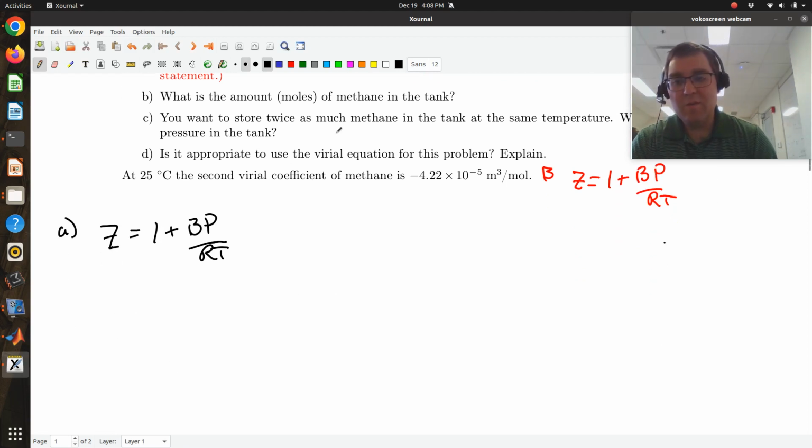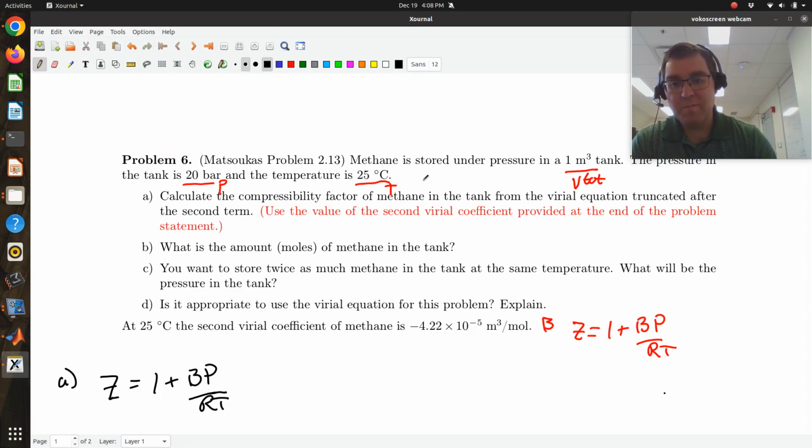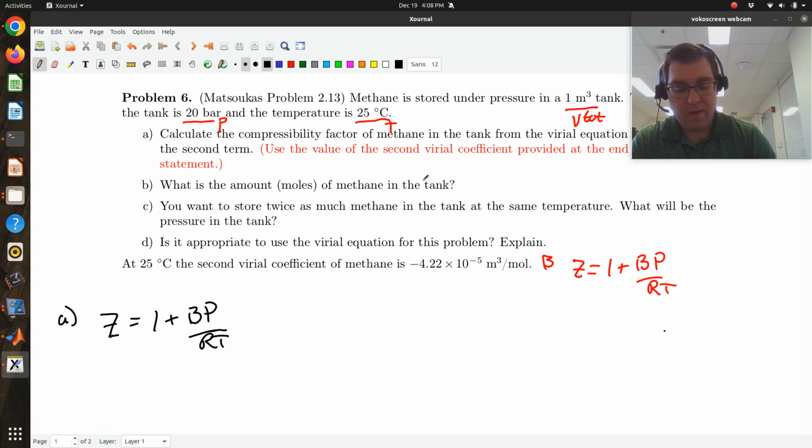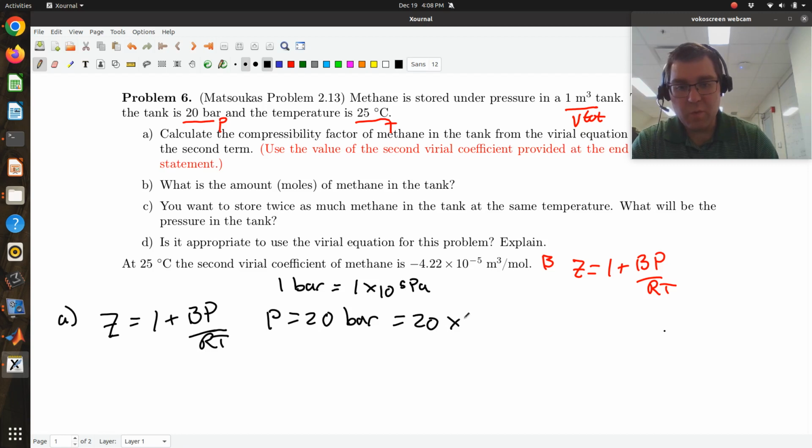So now the main thing here is when I apply this, B is in SI units, in units of meters cubed per mole. So when I solve, I'm going to take P equal to 20 bars. I remember that 1 bar is equal to 1 times 10 to the 5 pascals. So 20 bars is equivalent to 20 times 10 to the 5 pascals. R, the only value I remember, is in SI units. So I'm going to use 8.314 joules per mole Kelvin.